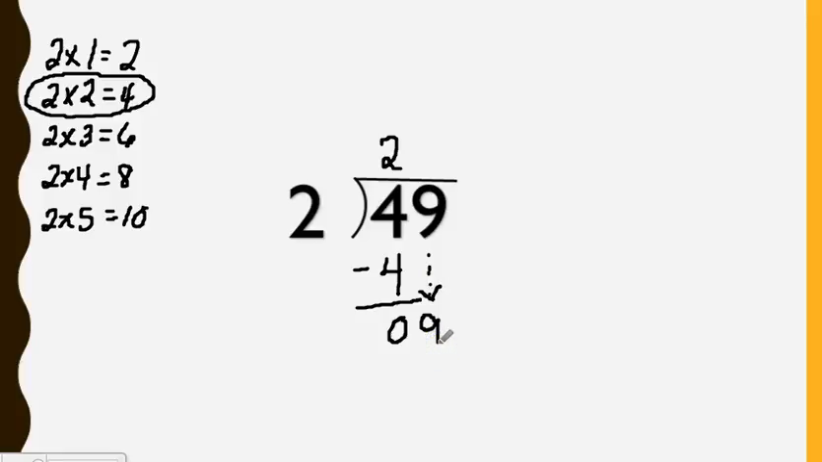2, how many times can I divide 2 into 9? So I'm going to look at my math facts again. How close can I get to 9 without going over? Well, 2 times 5 goes over because that goes to 10. So I'm going to use this one. 2 times 4 is 8. Subtract that, and I'm finished. So it's 24 with a remainder of 1.